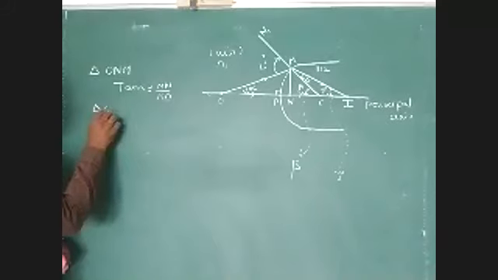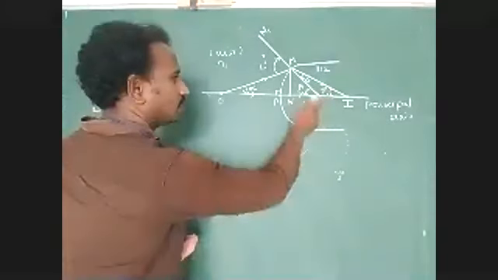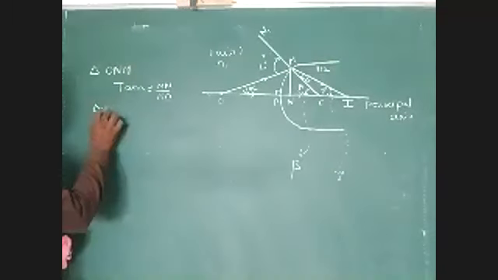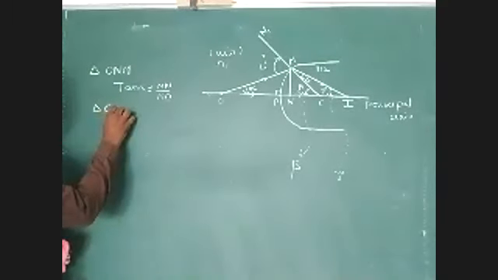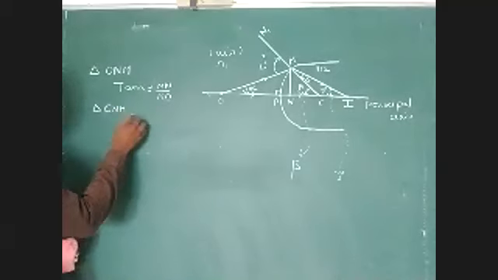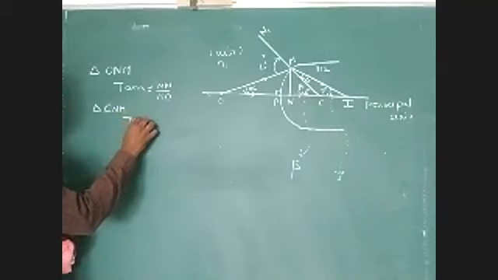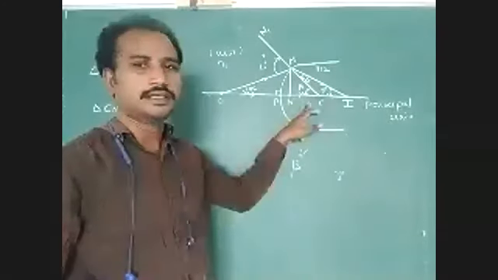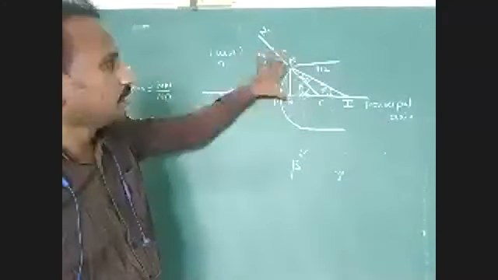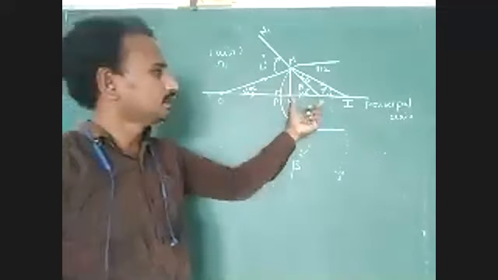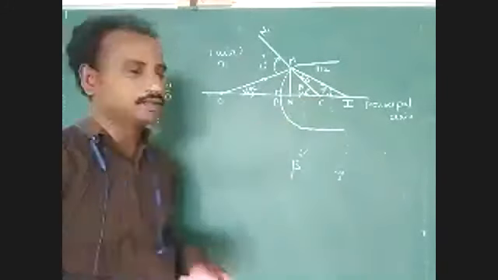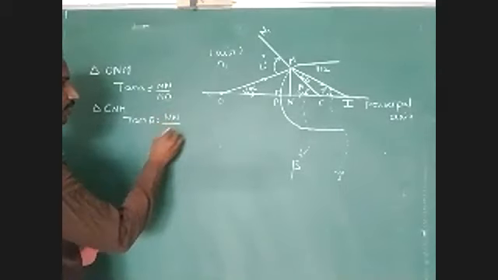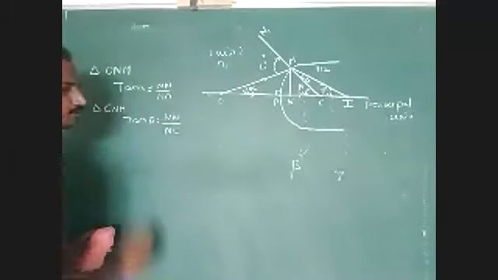The next one, tan beta. Another right angle triangle we have to identify: CNM. Tan beta equals opposite side divided by adjacent side. The opposite side is MN and the adjacent side is NC. Right? Tan beta equals MN divided by NC.